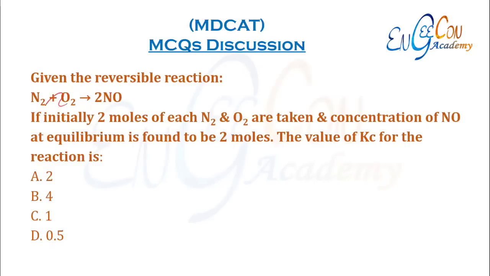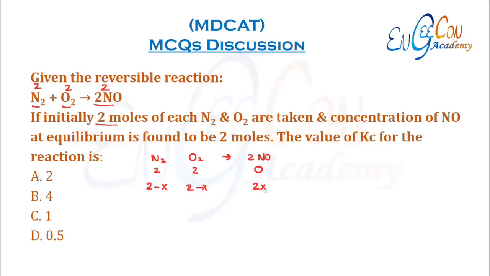Given the reversible reaction N2 plus O2 forms 2NO, if initially 2 moles of each N2 and O2 are taken and the concentration of NO at equilibrium is found to be 2 moles, the value of Kc for the reaction is. So we have N2, O2, they form 2NO. Initially we take 2 moles of each and 0 moles of this. Now at equilibrium we can write we have 2x moles of NO, 2 minus x moles of O2 and 2 minus x moles of N2.